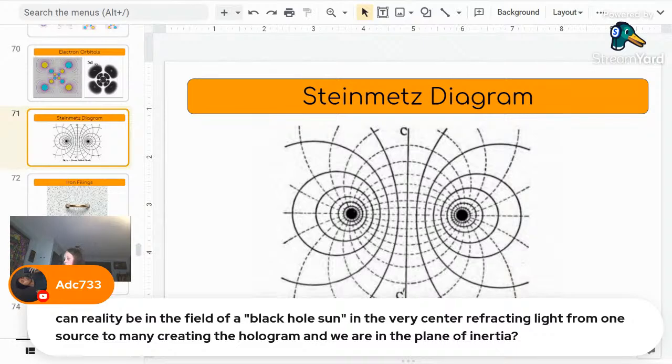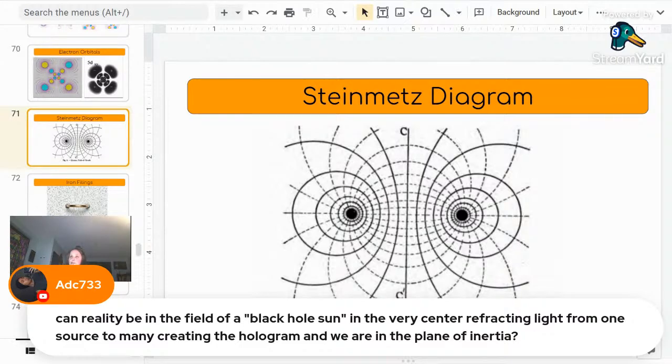I believe black holes have the property of self-similarity. I believe black holes are giant magnets. They are giant coherent objects, and I think Ken Wheeler also says the same thing. Can reality be in the field of a black hole sun, in the very center, reflecting light from one source to many, creating hologram.